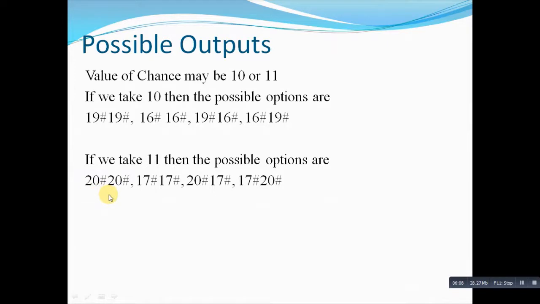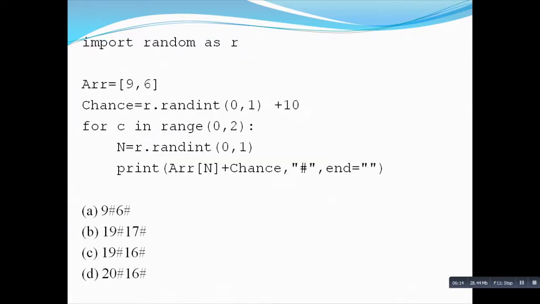If in both iterations 0 is generated, then 9 plus 11, that is 9 plus 11, will give you 20. In the second iteration again, if it generates 0, then it will be 9 plus 11 is equal to 20. So it may happen this way also.